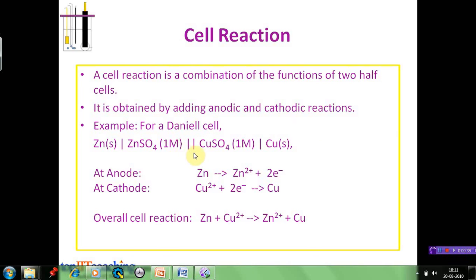So in a Daniell cell, at the anode, that is the electrode at which the oxidation takes place, zinc is oxidized into zinc ions, and at the cathode, copper ions are reduced to copper. When these two half reactions are added, we get the overall cell reaction, that is zinc plus copper ions will give zinc ions plus copper.